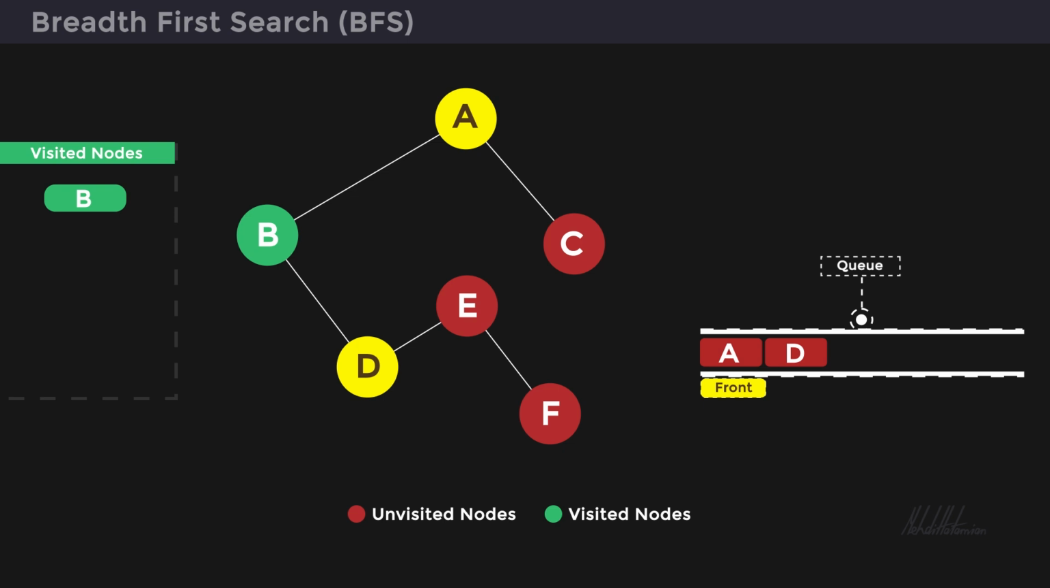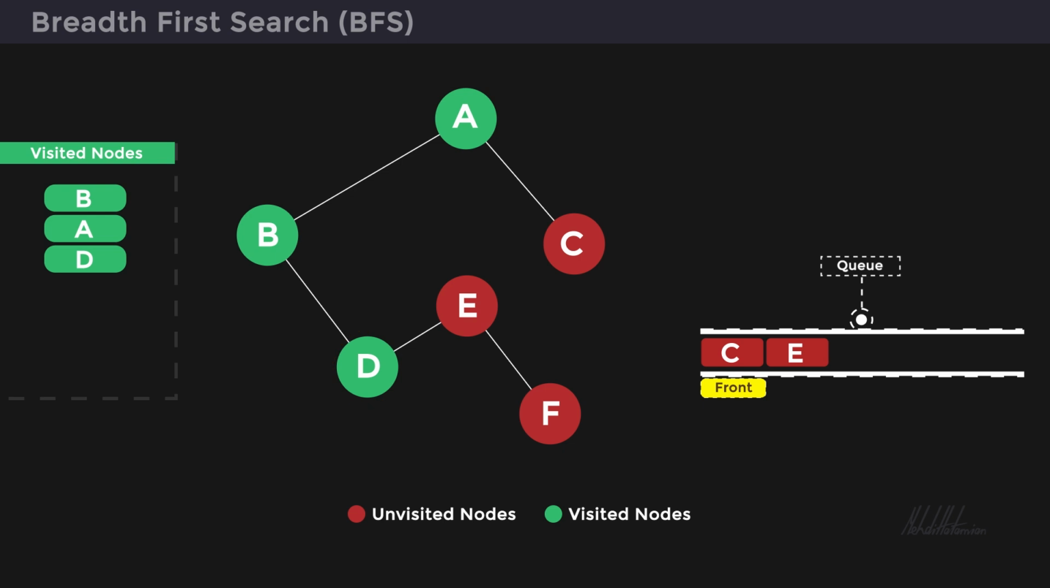Please note that when processing nodes in a queue, we start with the node at the front of the queue. So the next node to process is A. Mark A as visited and add its adjacent node C to the queue. Then add A to the visited list. Next, process the node D and add its adjacent node, which is E, to the queue. D is added to the visited list.